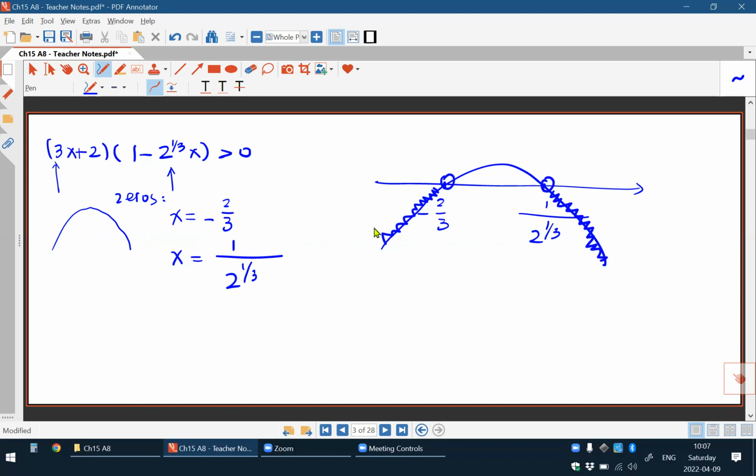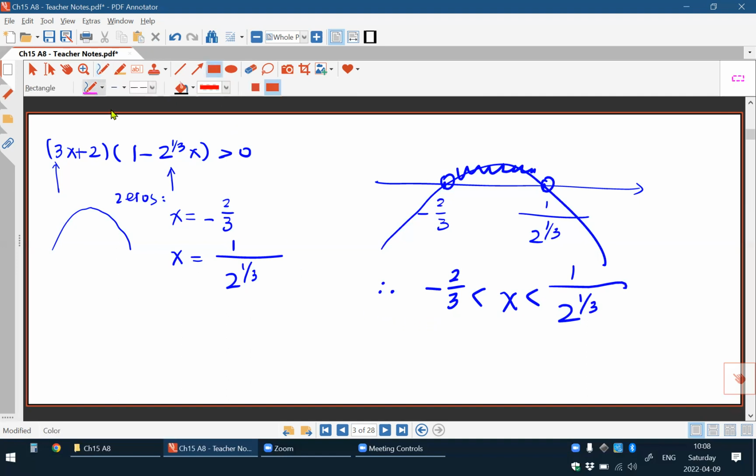Isn't it the other way around? What do you mean? Because it's greater than 0. Oh, sorry. My bad. Should be the interval in the middle, right? All right, should be here. Okay, therefore, the solution is x should be greater than negative 2/3 and less than the reciprocal of this number, right? Okay, this is the final solution.